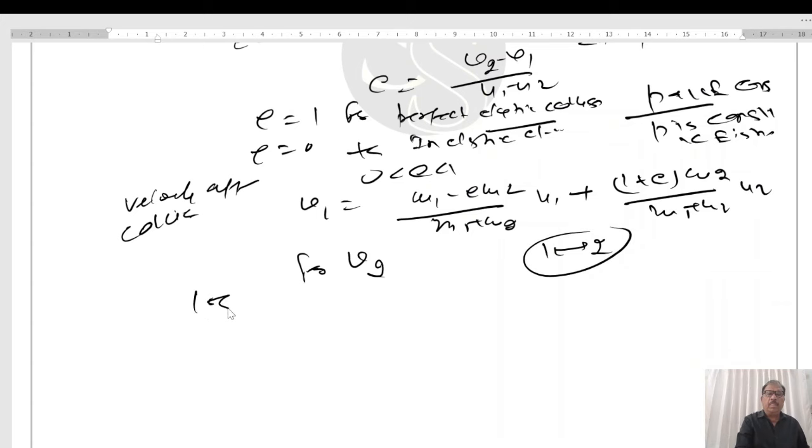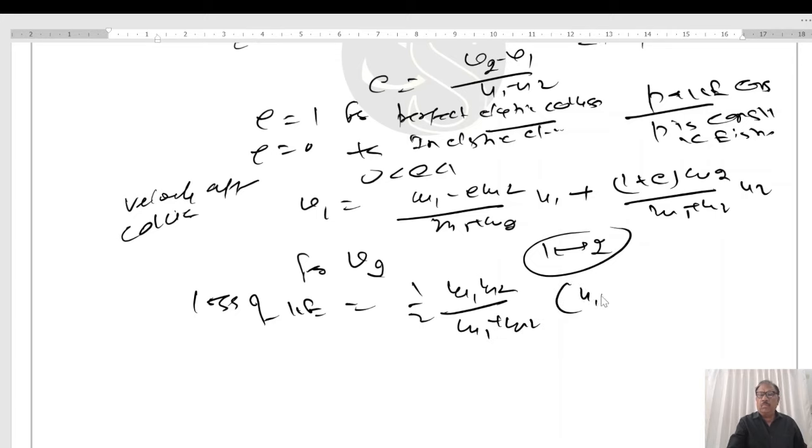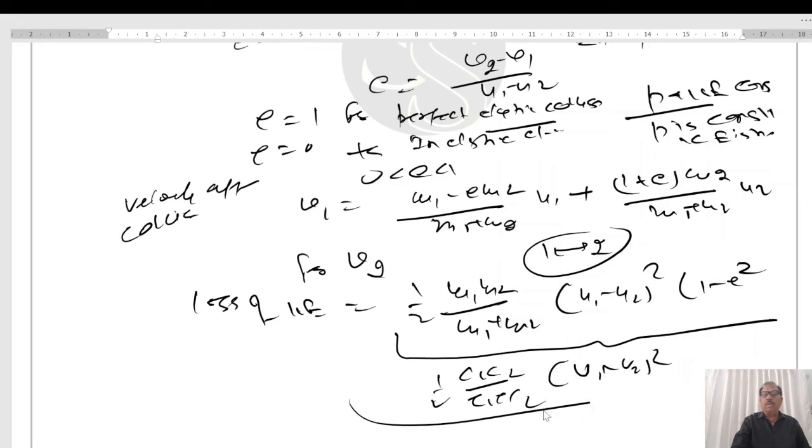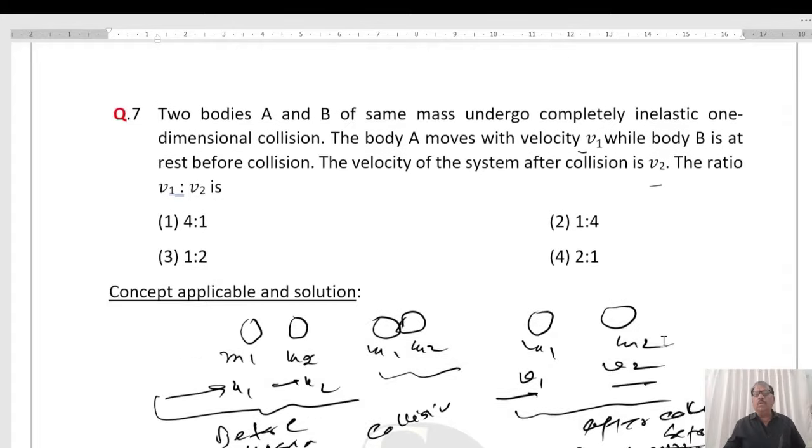Loss of kinetic energy is equal to half times m1 m2 over (m1 plus m2) times (u1 minus u2) whole square times (1 minus e square). Similarly, as in the case of capacitors, it is half C1 C2 over (C1 plus C2) times (V1 minus V2) whole square, right? In case of electrostatics, right? Now come to the question.